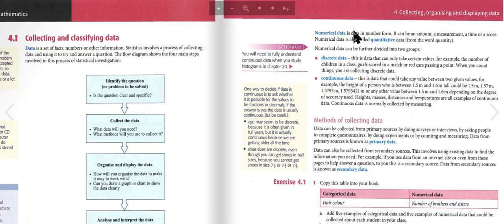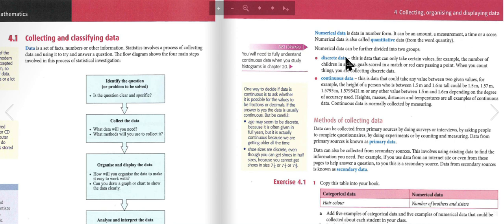Numerical data is data in number form. It can be an amount, a measurement, a time, or a score. Numerical data is also called quantitative data, from the word quantity. Numerical data can be further divided into 2 groups.